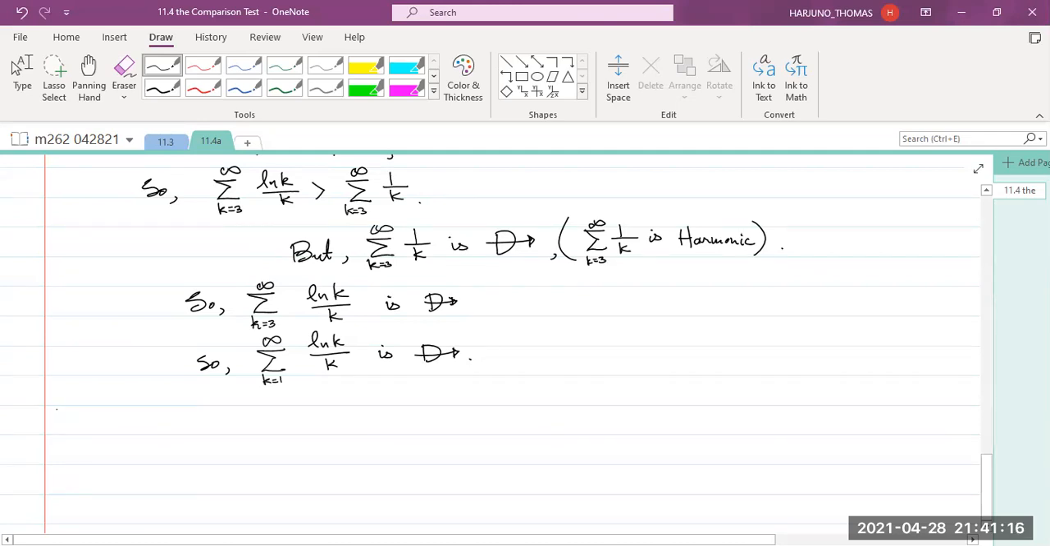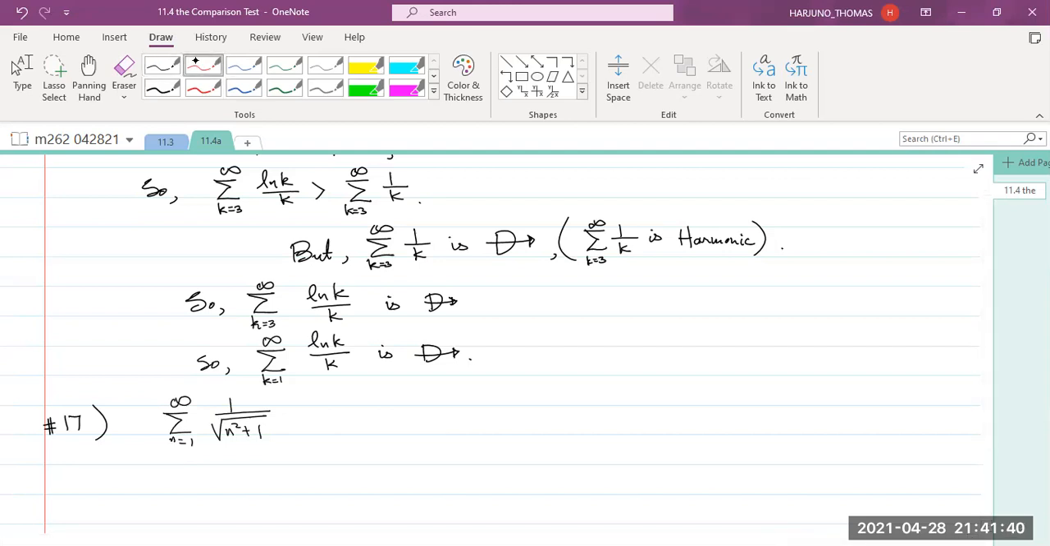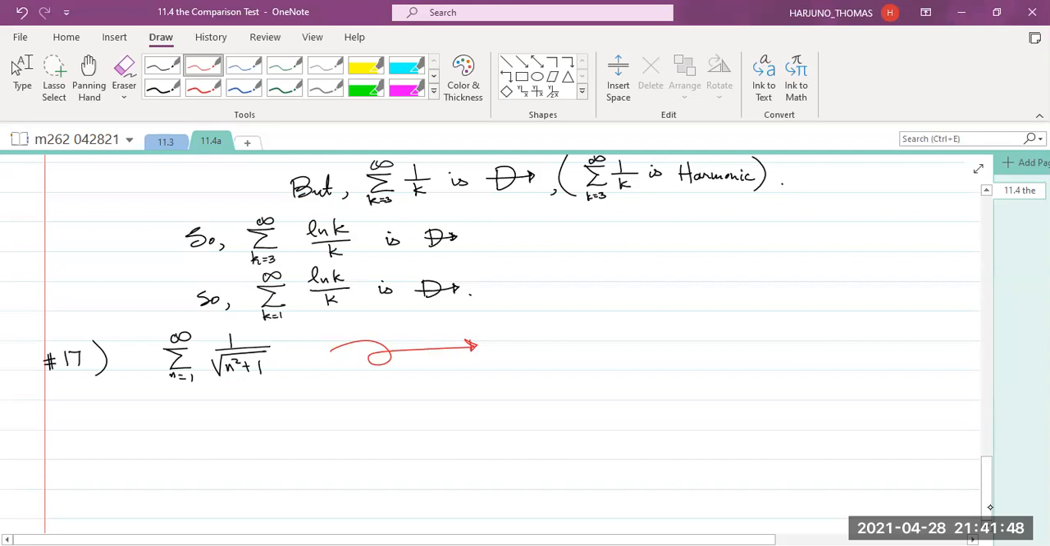Do you want to choose some problem maybe? Oh, number 17 is interesting. How about the series from 1 to infinity of 1 over square root of n squared plus 1? Now, why is this question interesting? Let's take a look at why this question is interesting.